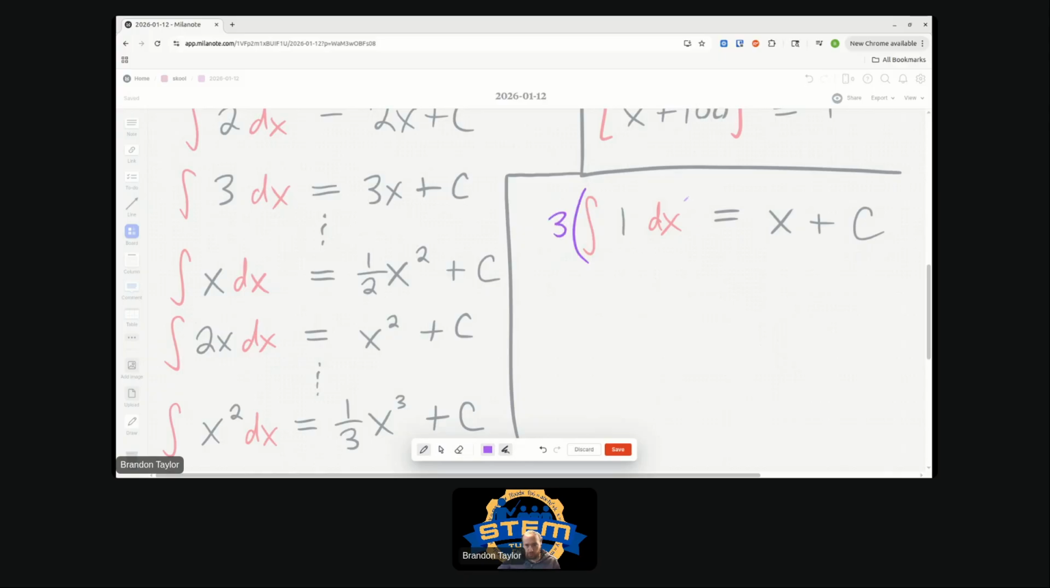So basically, if we multiply by 3 on the inside, so 3 times 1, and then do 3 times this whole thing, does it make sense? We get what we already established has to be true, right? The integral of 3 is equal to 3x plus, and you could think of it as 3 times c.